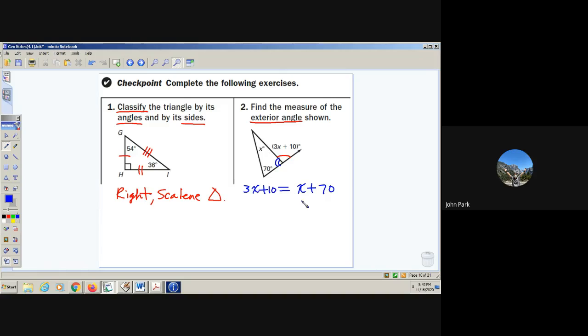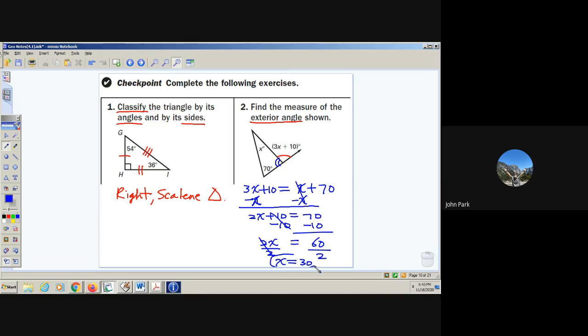And then we solve this for x and then plug it back in to find the exterior angle. So we subtract x to cancel that out here. And so then you get 3x minus x, which is 2x, and then plus 10 is equal to 70. And then we subtract 10 to cancel that out. So then we get 60, and we're left with 2x here. So then we divide by 2 to cancel that out, because this is 2 times x. And so then x is going to equal 60 divided by 2, which is 30.